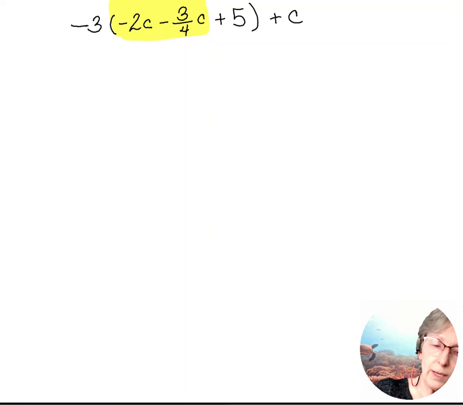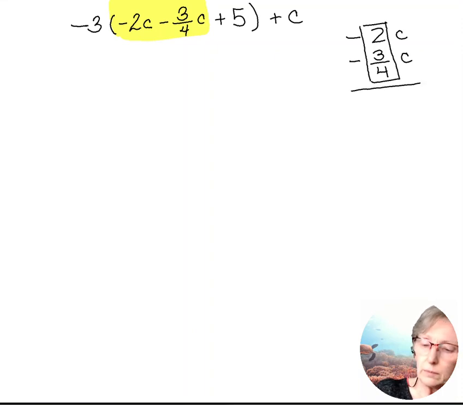So I have negative 2c, and I subtract 3/4 c. These are both negatives. So if I have two negative numbers, I'm just going to get a bigger pile of negative. So negative 2 and 3/4 c.